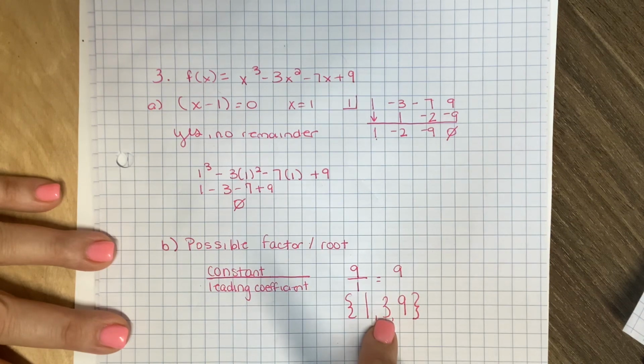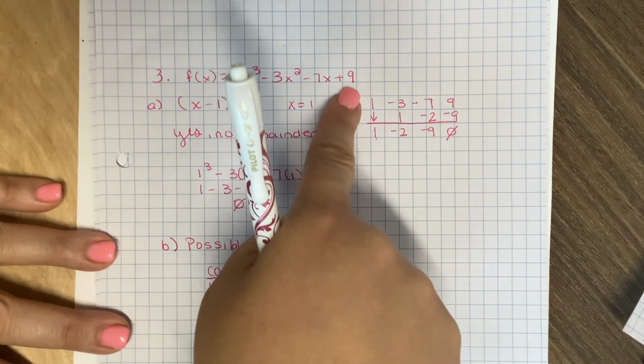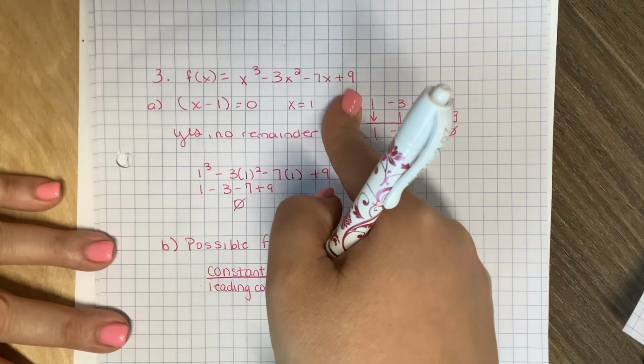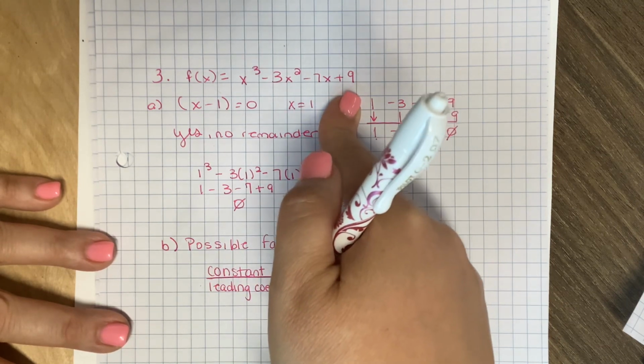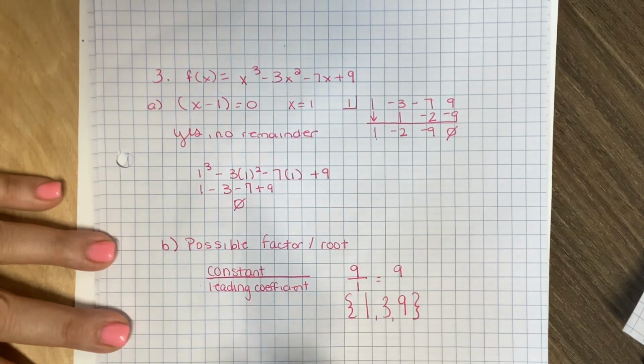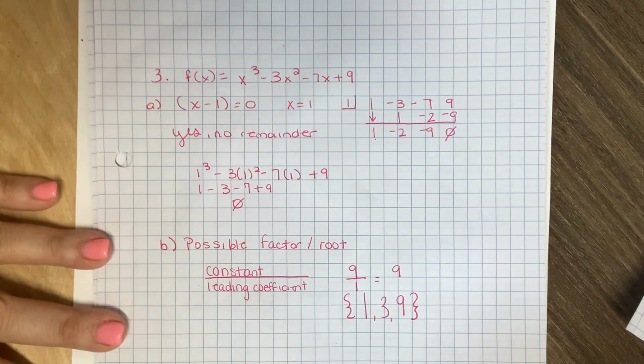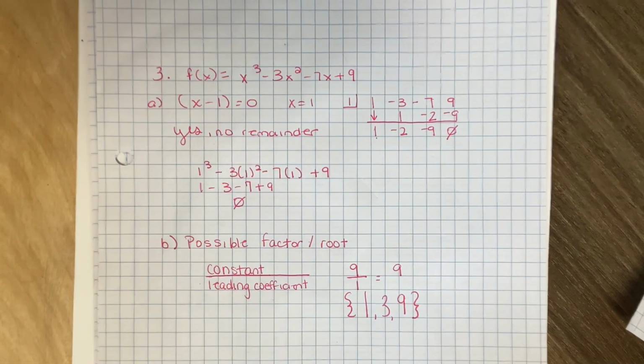These are the possible factors of this. Possible does not mean actual. It just means possible. You can have possible factors and none of them be a factor. Right? So, what's that list of factors called in the curly brackets? Possible factors.